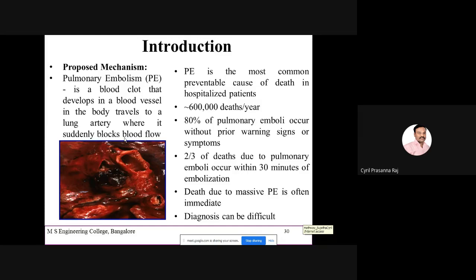Death due to massive PE is often immediate. Whenever people are unable to breathe, they don't have oxygen, and because you don't have oxygen in your body, it is impossible for you to do anything and you die. Diagnosis is also quite difficult. Everybody breathes, but since it is a default action, we don't observe how many times we breathe per minute. So we have to be very careful about our breathing.